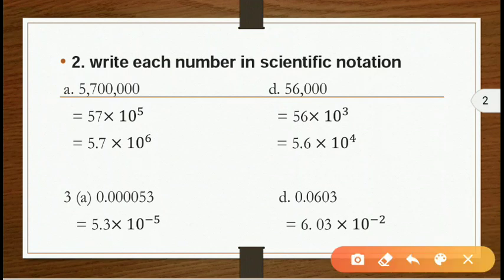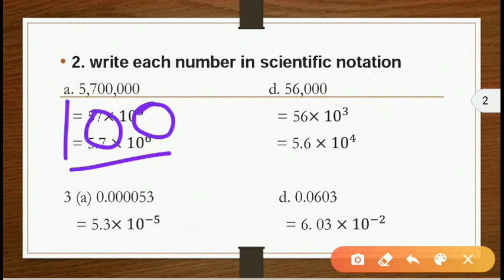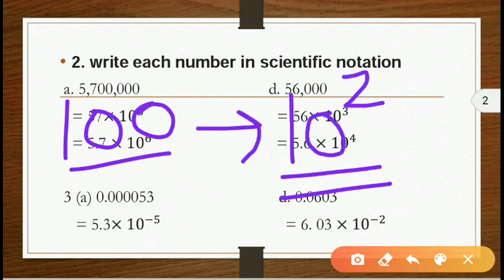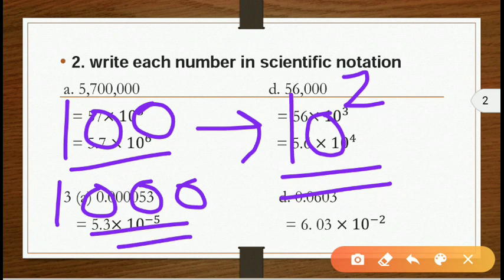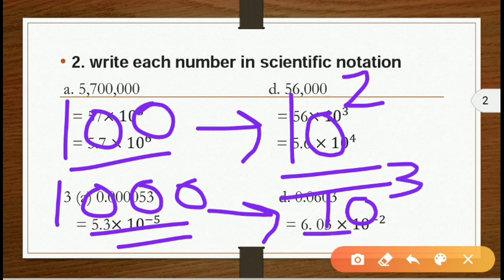Now the next question, question number 2. Write each number in scientific notation. First of all, for writing any number, two methods are there. Either you write the number in the standard form or in the scientific notation or scientific form. If I am writing 100, this is a standard form. If I am writing this 100 as 10 to the power 2, this is a scientific form. If I am writing 1000, this is a standard form. If I am writing this 1000 as 10 to the power 3, this is a scientific form.